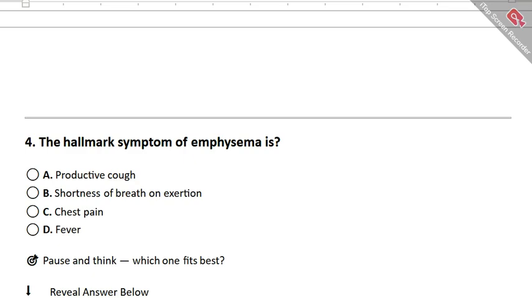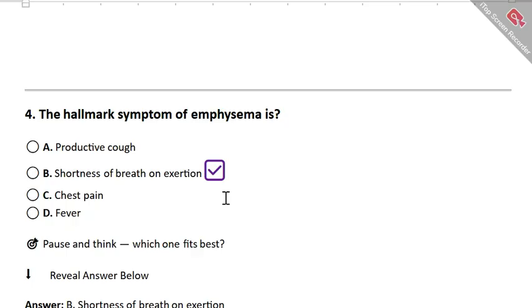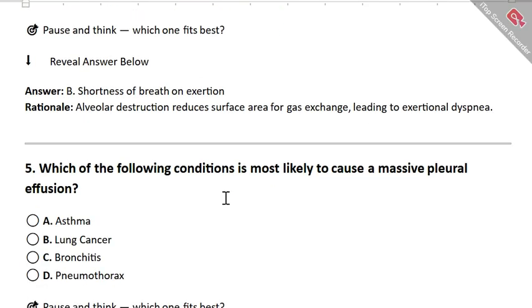The hallmark symptom of emphysema is, read the options. In this scenario, the correct option is option B, shortness of breath on exertion. Let's move to question number 5.